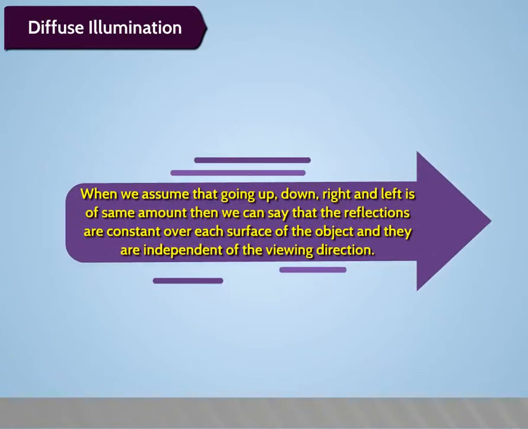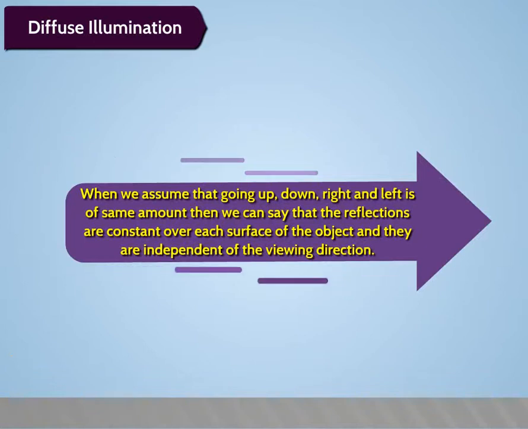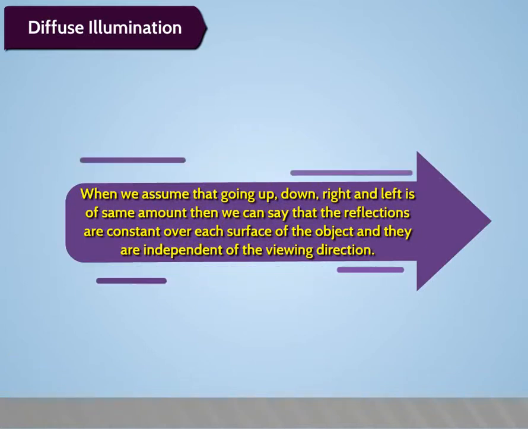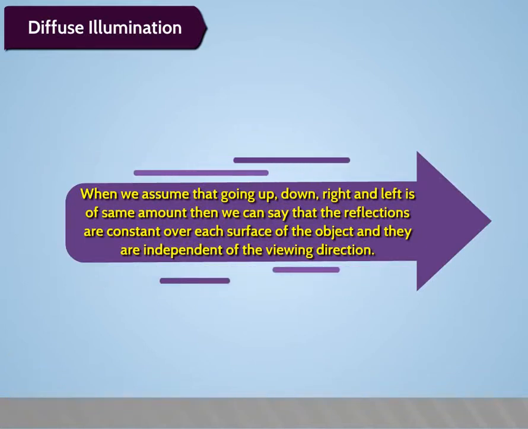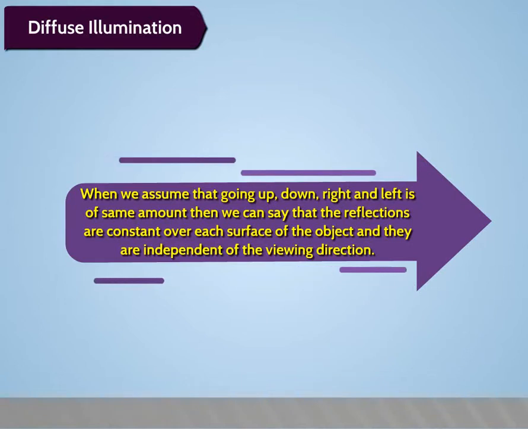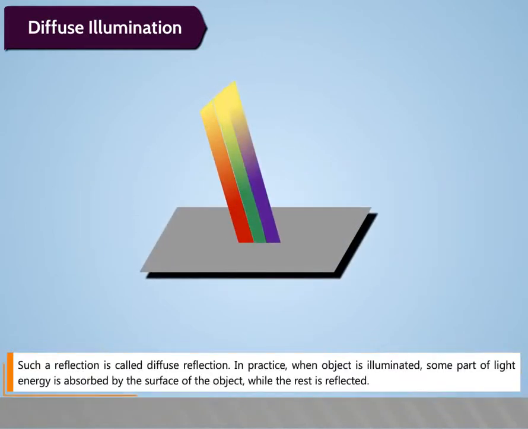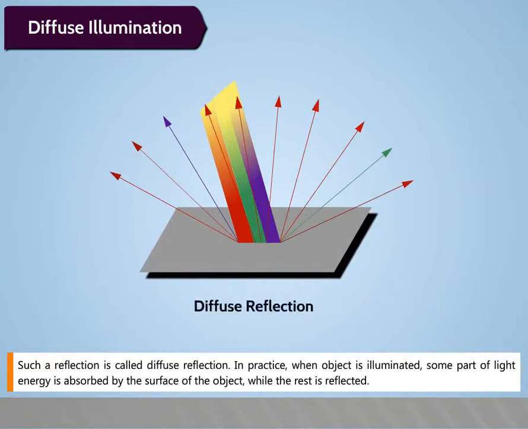When we assume that light going up, down, right and left is of the same amount, then we can say that the reflections are constant over each surface of the object and they are independent of the viewing direction. Such a reflection is called diffuse reflection. In practice, when an object is illuminated, some part of the light energy is absorbed by the surface of the object, while the rest is reflected.